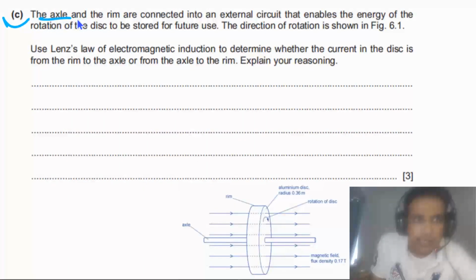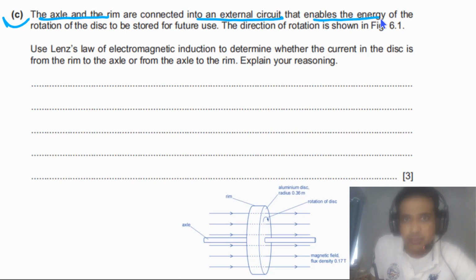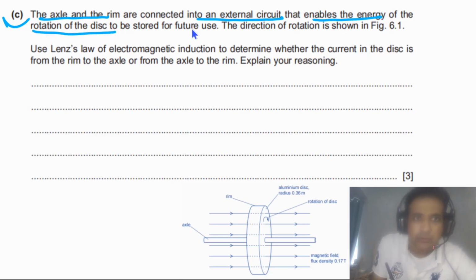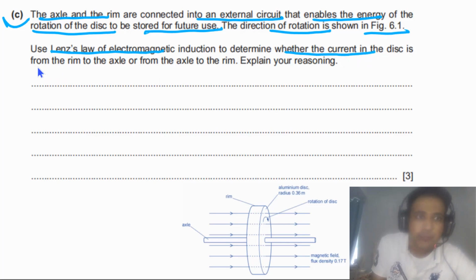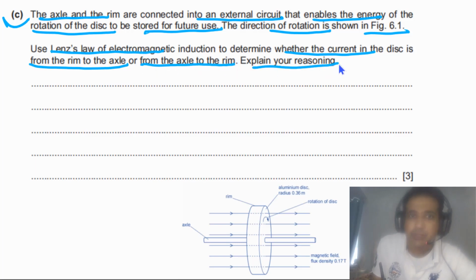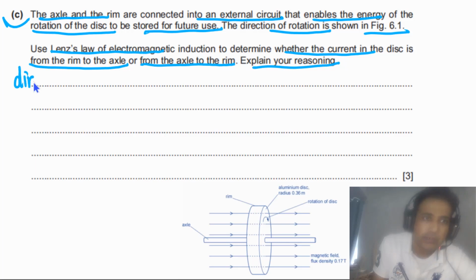Part C says the axle and the rim are connected into an external circuit that enables the energy of the rotation of the disk to be stored for future use. Direction of rotation is shown in figure 6.1. Use Lenz's law of electromagnetic induction to determine whether the current in the disk is from the rim to the axle or from the axle to the rim. Explain your reasoning. This question is simply asking us to find direction of I induced.